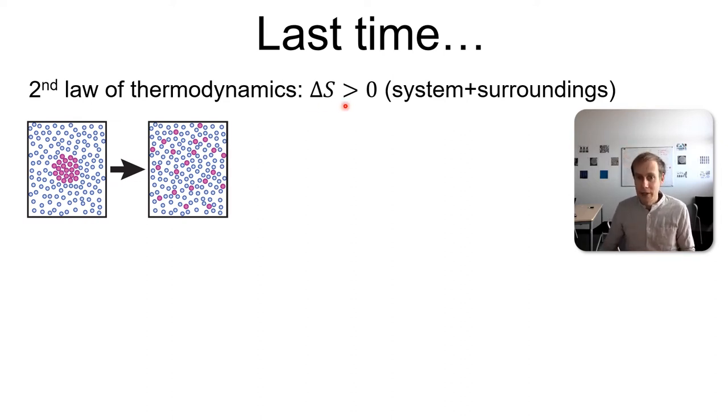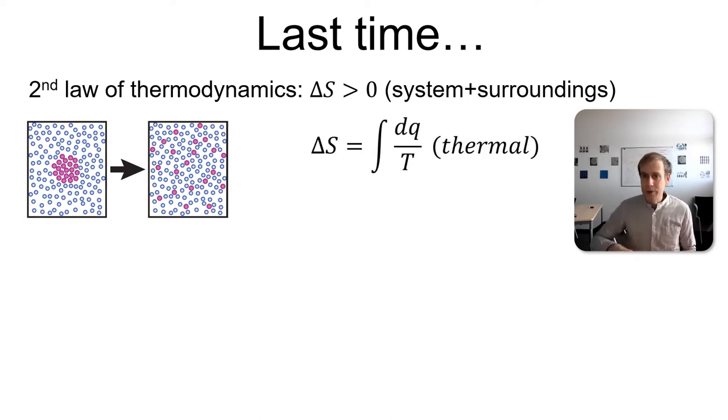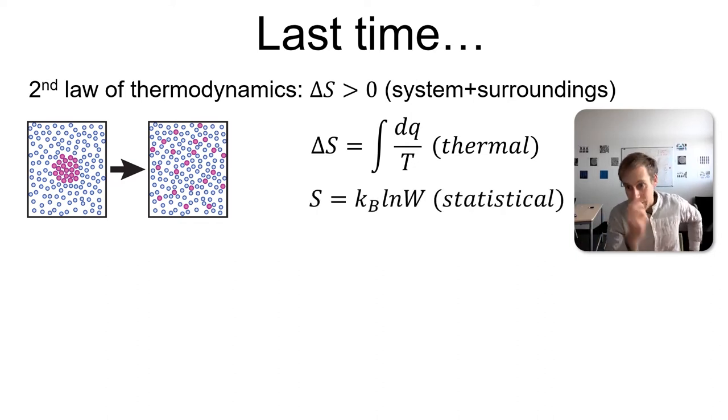It says that for a spontaneous process, the entropy increase of the universe, which is composed of the system and the surroundings, is always larger than zero, right? And there are two ways of describing this entropy. The first one is via the thermodynamic equation or the calorimetric approach, because it's based on heat measurements, Q. So a change of the entropy is given by a heat flow either in or out of a system divided by the temperature. And to get the overall entropy change, you need to integrate over the infinitesimally small heat changes divided by the corresponding temperatures. The second way to calculate the entropy is by statistical means, the so-called Boltzmann distribution.